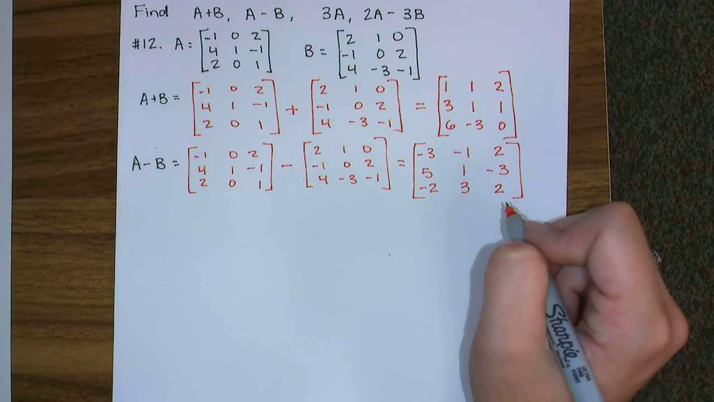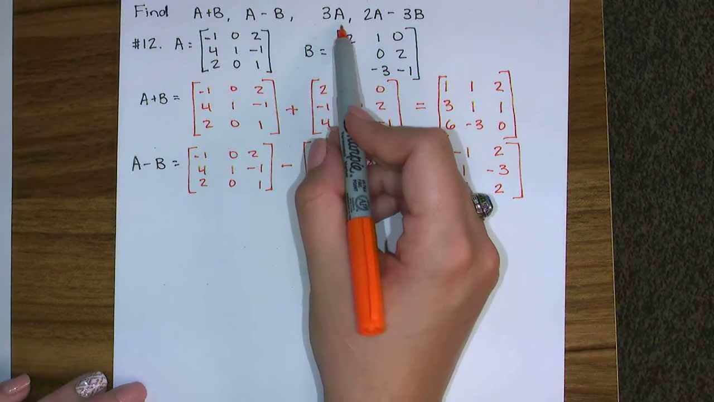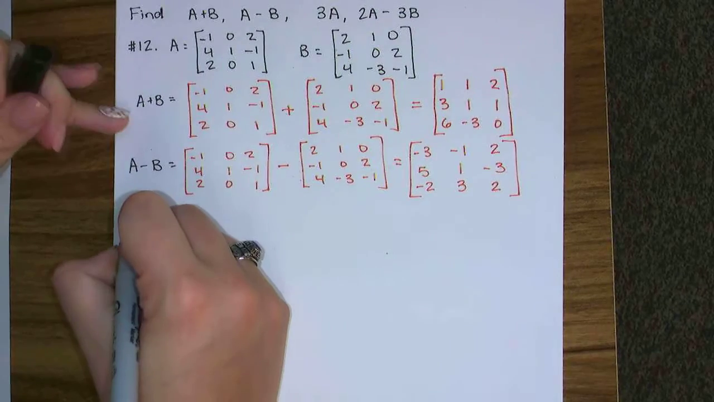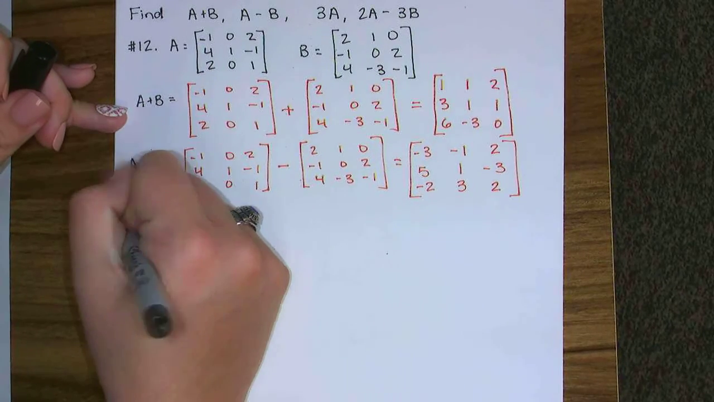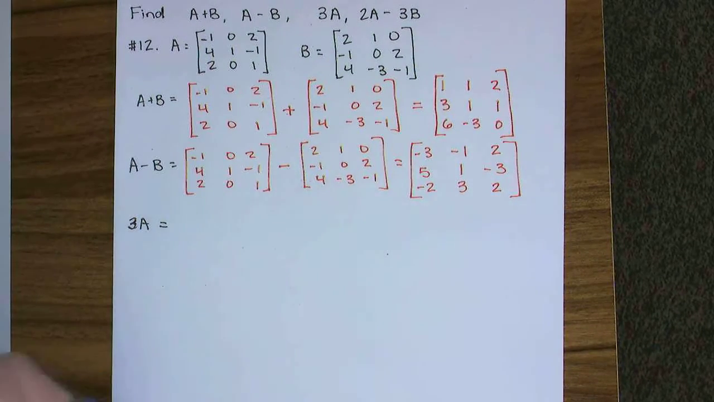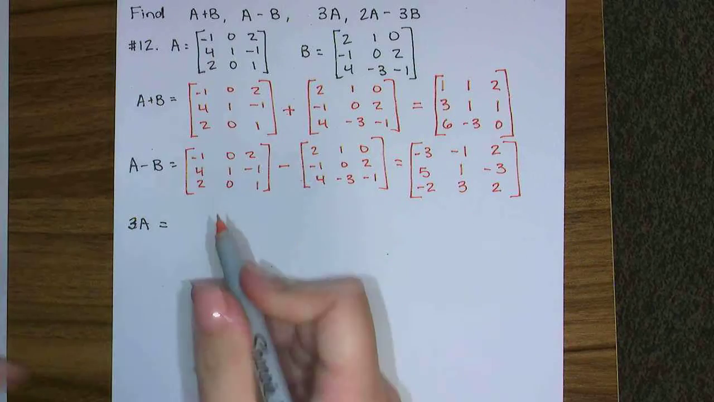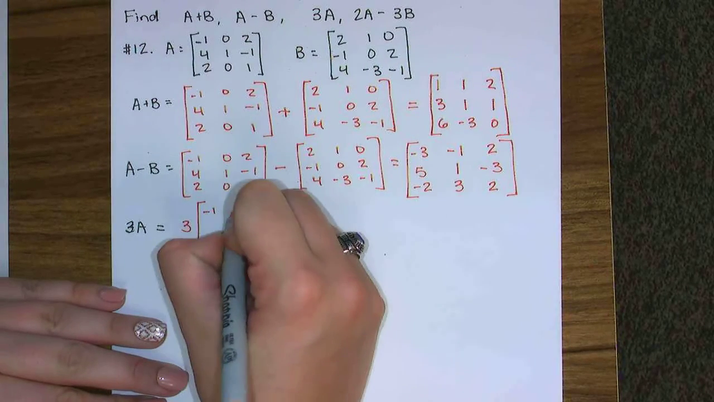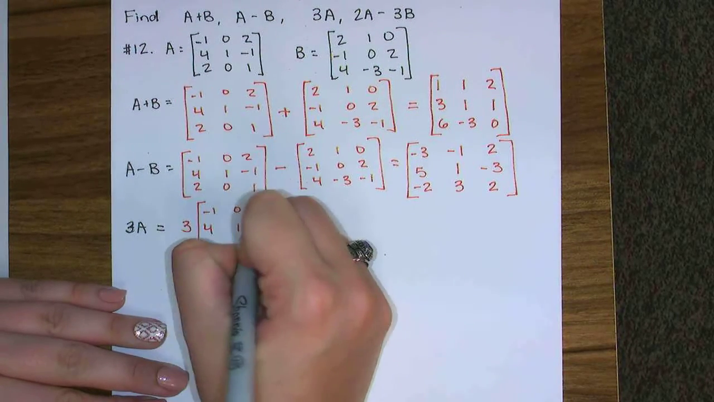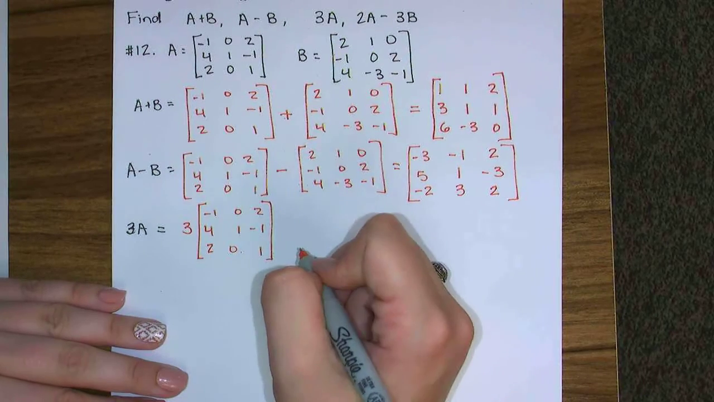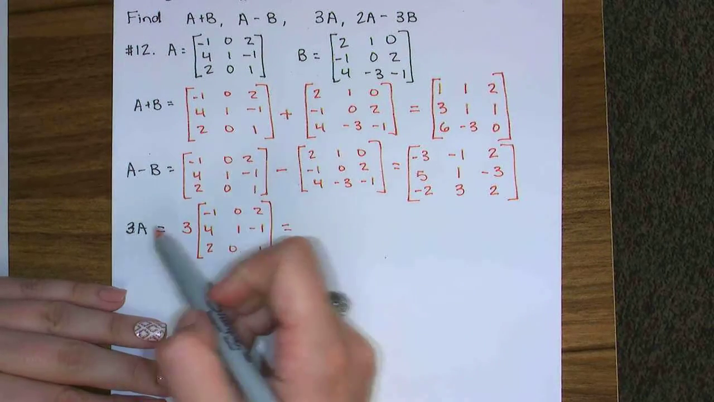And then next we have 3A. So this one's going to be scalar multiplication. So basically we just stick a 3 out front of our matrix A. So negative 1, 0, 2, 4, 1, negative 1, 2, 0, 1. So we just multiply 3 by each piece.